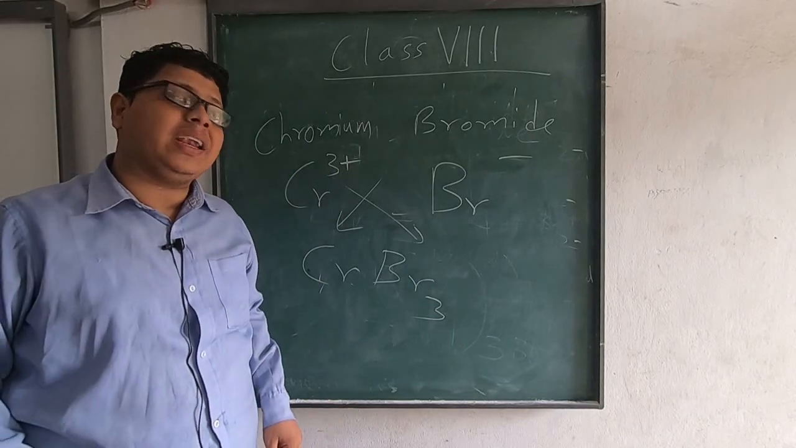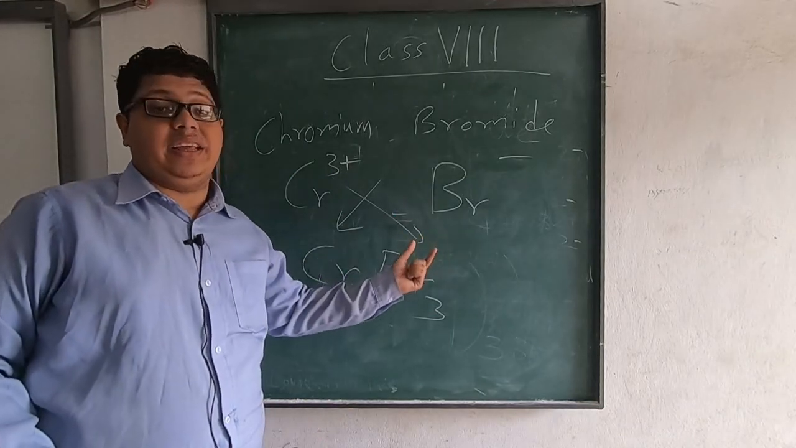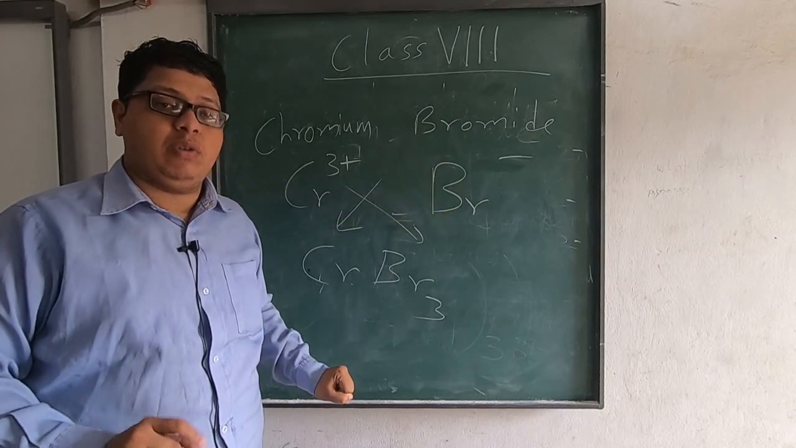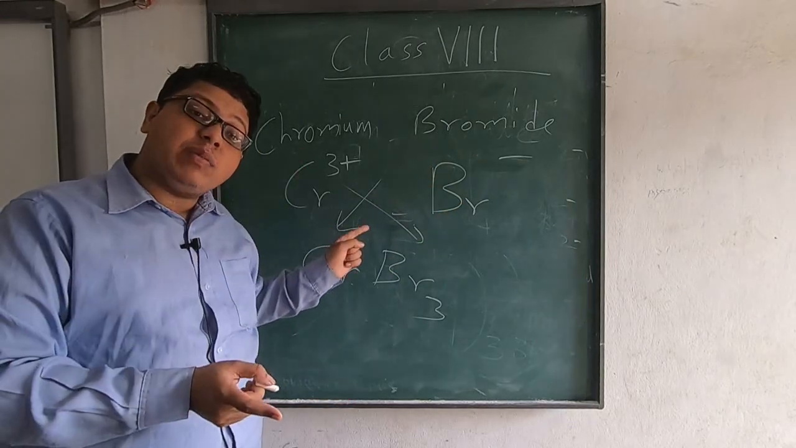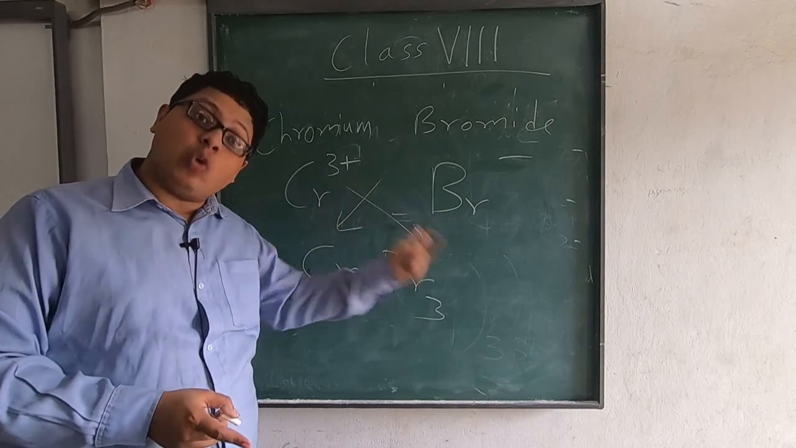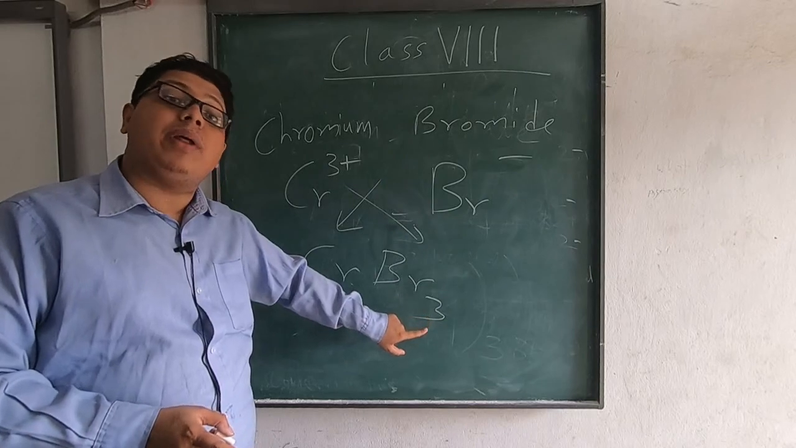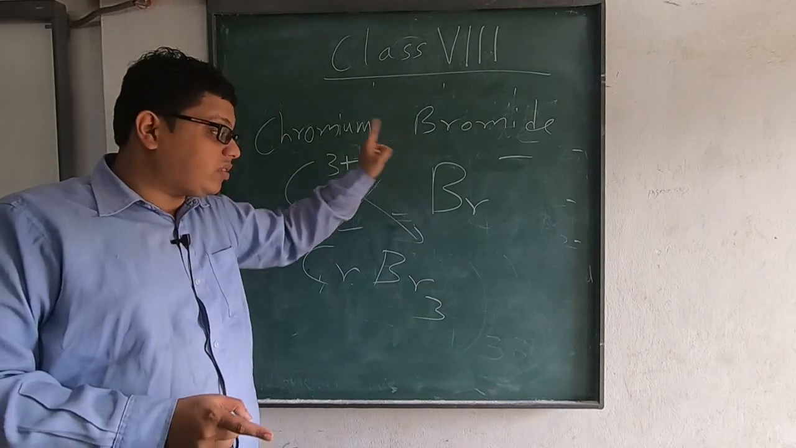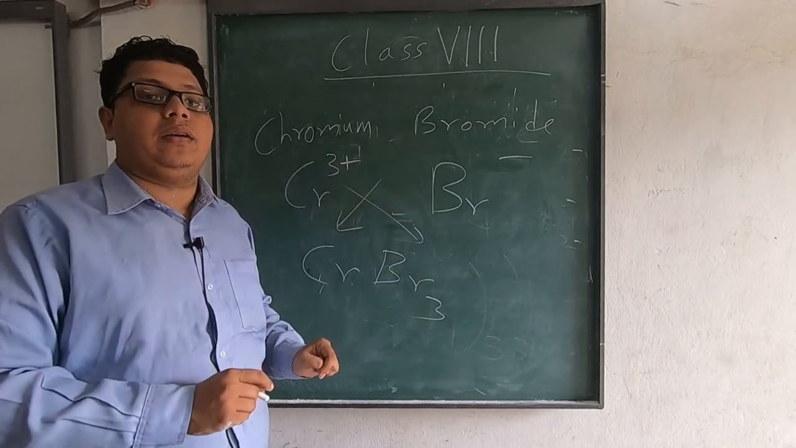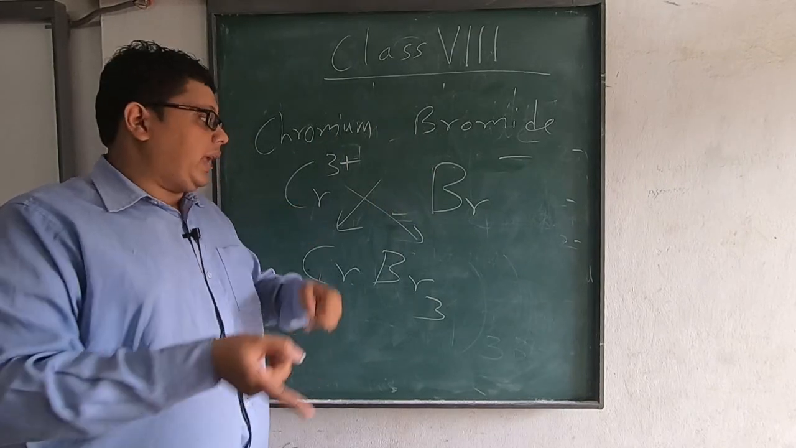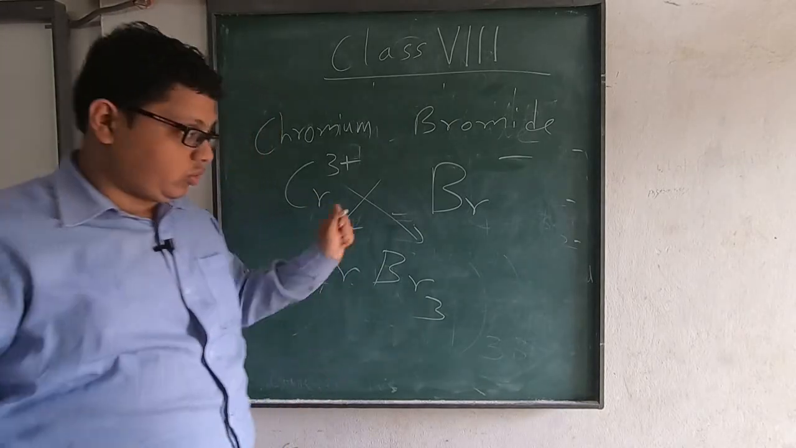Why did we not give a bracket? Because it is a simple radical. That means it is only a single atom, not a group of atoms. If it was a group of atoms like the previous one, SO4, we give a bracket. This is only Br, so that time we will not give a bracket. So when to give a bracket and when not to give a bracket. Okay, and let's see some other examples.